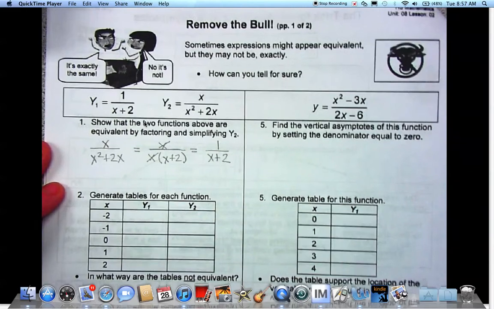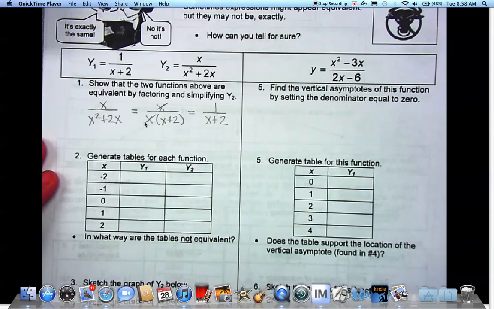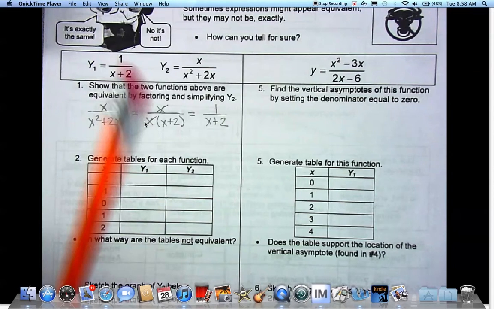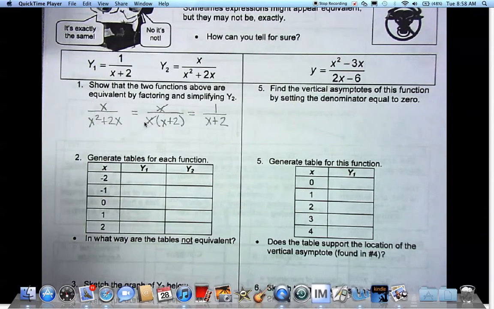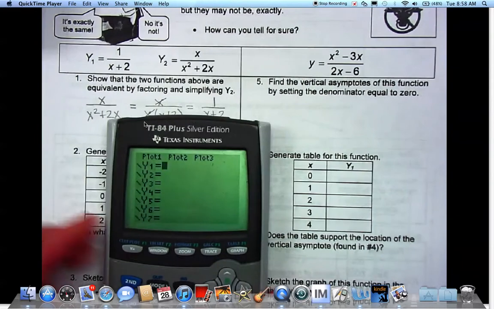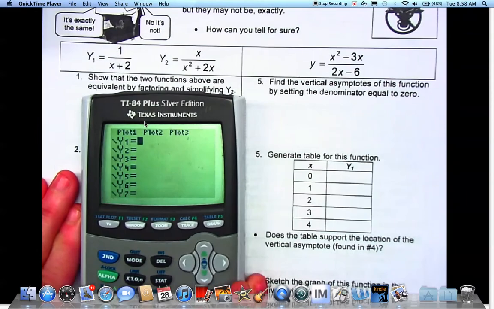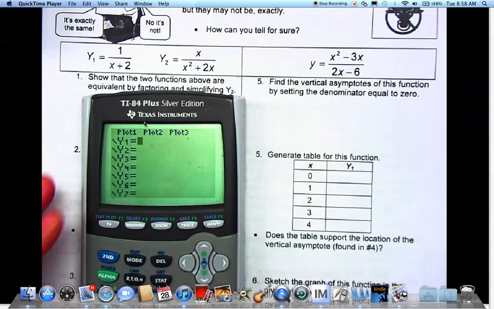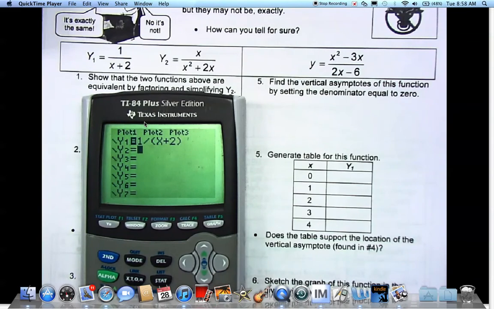Yep. Okay, what we're going to do now is plug these two into your calculator. We're going to plug in y1 and y2. So how do you put 1 divided by x plus 2 in there? 1 divided by parentheses x plus 2. All right. And then y2? x divided by parentheses x squared plus 2x. Good.